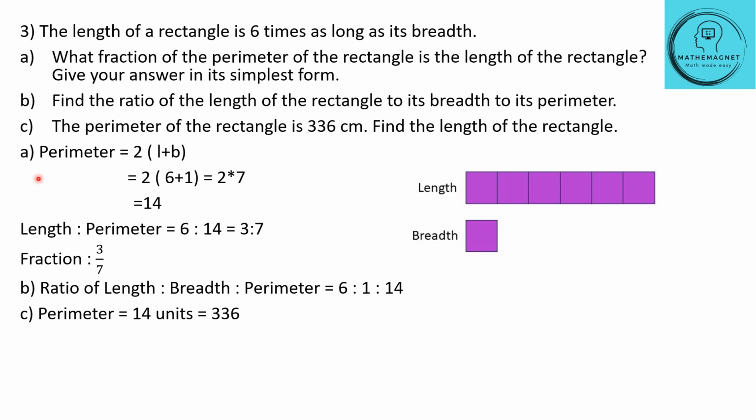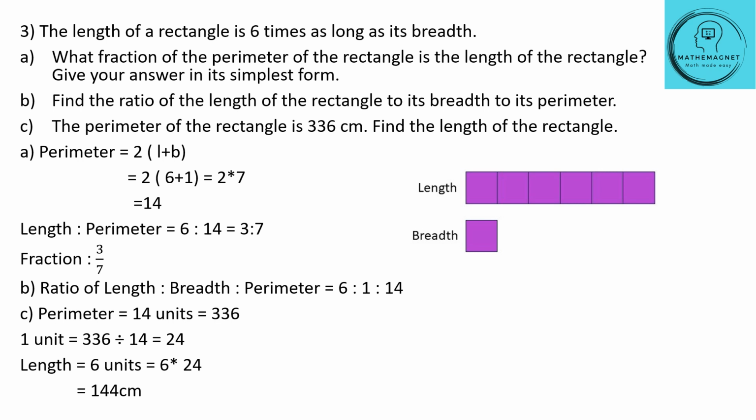Now question C. The perimeter of the rectangle is given as 336 centimeters. Find the length of the rectangle. We know the perimeter is 14 units, which we have calculated for question A. So 14 units is equal to 336 centimeters. So 1 unit will be 336 divided by 14, which is equal to 24. Now the question is to find the length of the rectangle, and we know length is 6 units. So 6 into 24 will be equal to 144 centimeters. So the length of the rectangle will be equal to 144 centimeters.